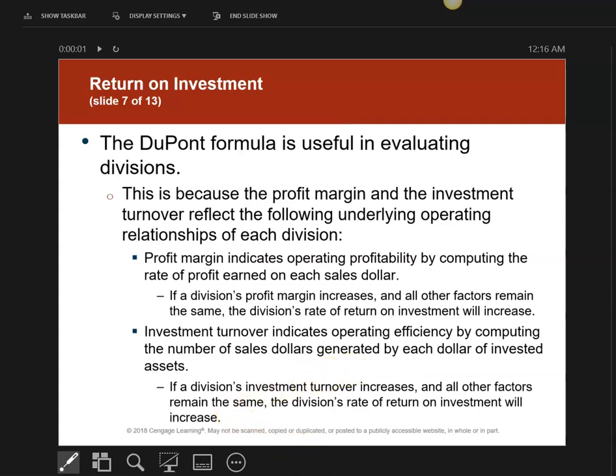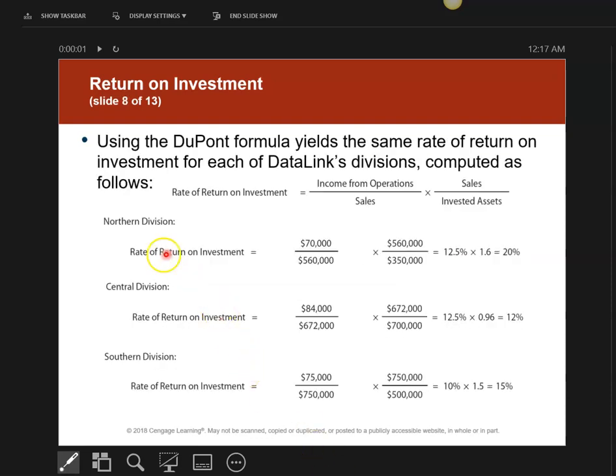So here's the formulas. I'm going to take the formulas and plug in the numbers now. So here's each division. Here's my formula right up here. And so I'm taking this information here. So if you notice, what they've done is they've actually taken this formula, which is 12.5%, and this formula, which is 1.6. Okay, and then I'm going to multiply them together, and I'm going to get 20%.